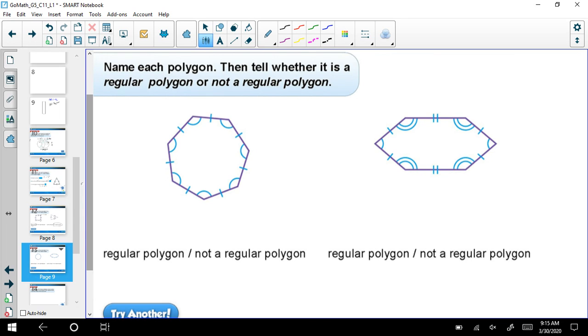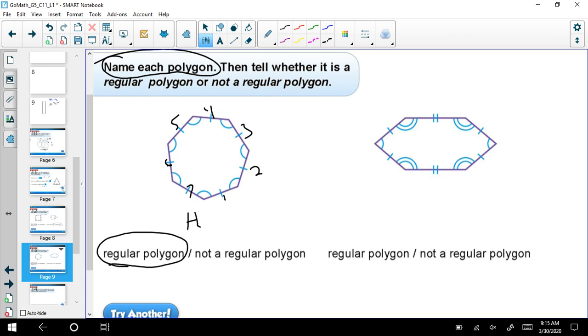All right, let's look at the one on the left. What do you think? Is this one a regular polygon or not a regular polygon? The answer is it is in fact regular. And then the second part of this is that they want us to name each polygon. So here we have 1, 2, 3, 4, 5, 6, 7 sides. And hopefully you remember from earlier in the lesson that that means that this is a heptagon.